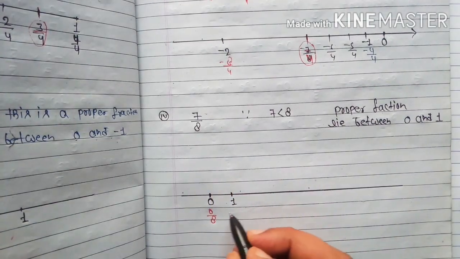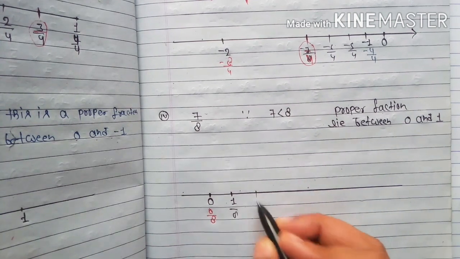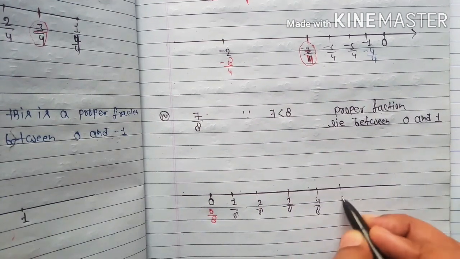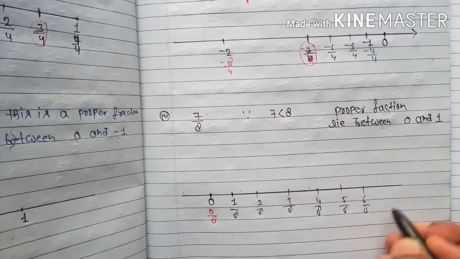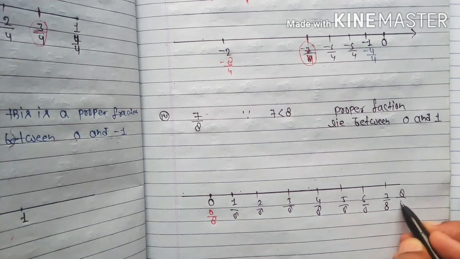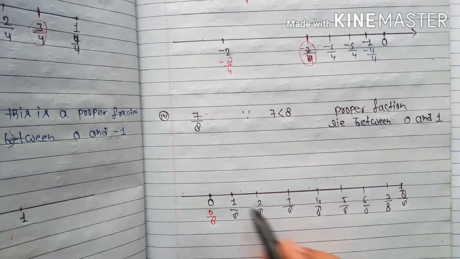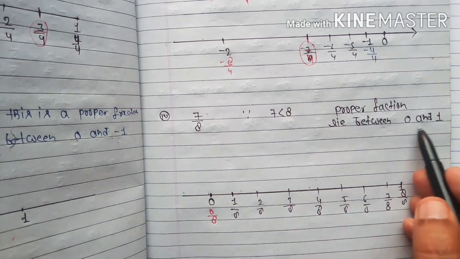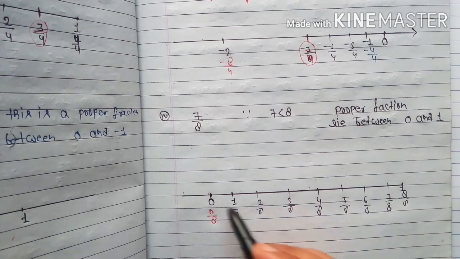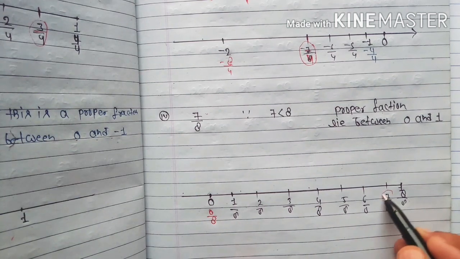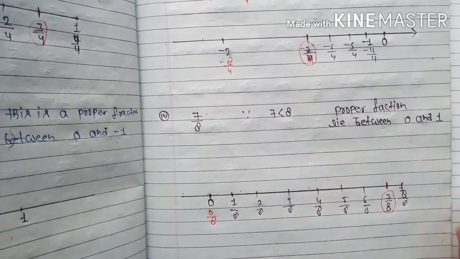0 by 8, this will become 1 by 8, 2 by 8, 3 by 8, 4 by 8, 5 by 8, 6 by 8, 7 by 8. Student, 7 by 8. And here 8 by 8, this is 1. It will lie between 0 and 1. This is 0 by 8, this is 8 by 8, it will lie between 0 and 1. This is the position of 7 by 8. Student, I hope it's clear.